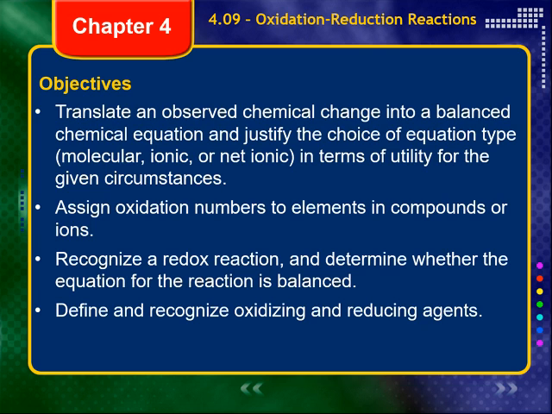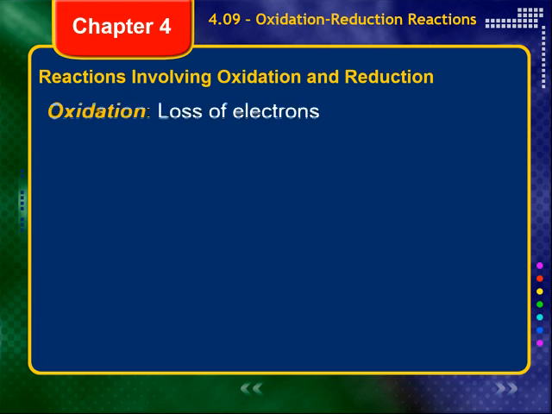A little bit specific for section 9, I want you to assign the oxidation numbers to elements in compounds or ions. I want you to recognize a redox reaction and then determine whether the equation for the reaction is balanced. Lastly, define and recognize oxidizing and reducing agents. Those are going to be two new ideas in this presentation.